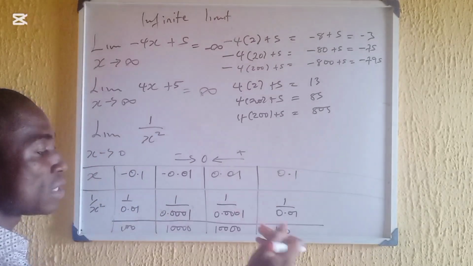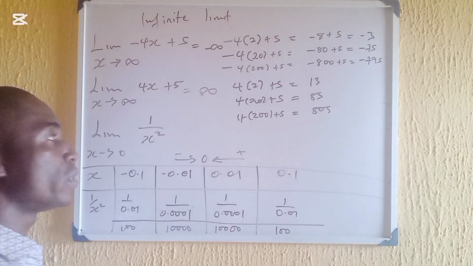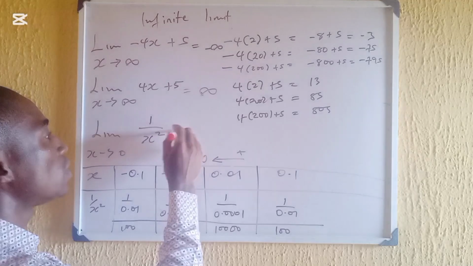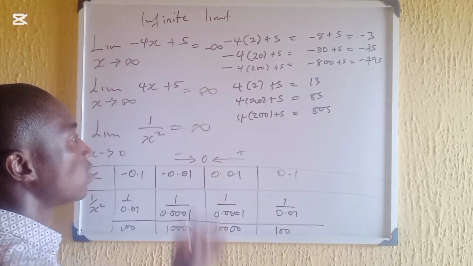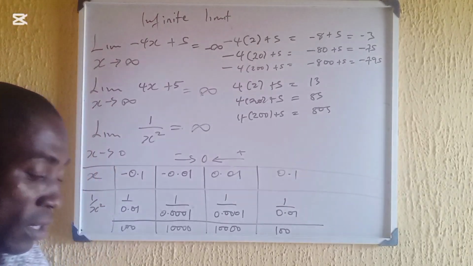So approaching from both sides, you can see that we are tending towards positive infinity. So in that case, we say that the limit of this guy is positive infinity. So that's what infinite limits is about.